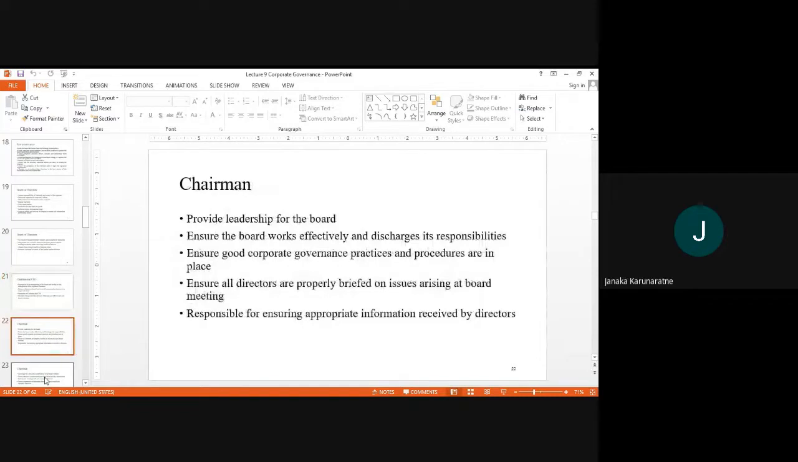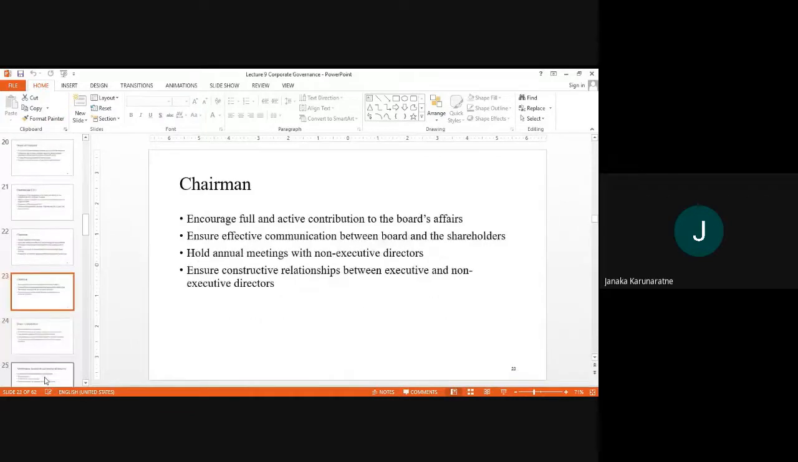So the chairman provides the leadership for the board, ensures the board works effectively and discharges its responsibilities, ensures good corporate governance practices and procedures are in place. Ensure all directors are properly briefed on issues arising at board meetings. Responsible for ensuring appropriate information is received by directors. Encourage full and active contribution to the board's affairs. So always the chairman gives leadership and encourages active and full contribution to the board's affairs.